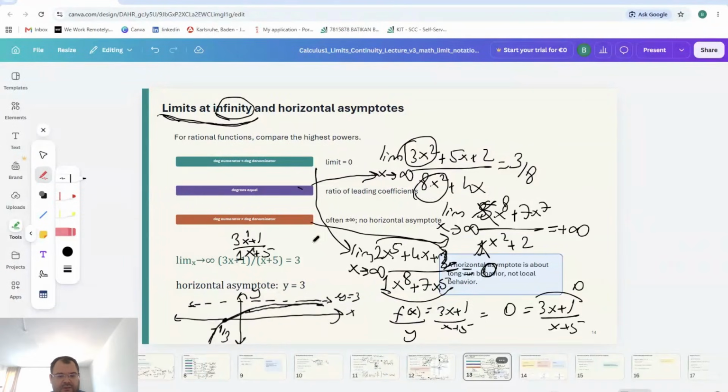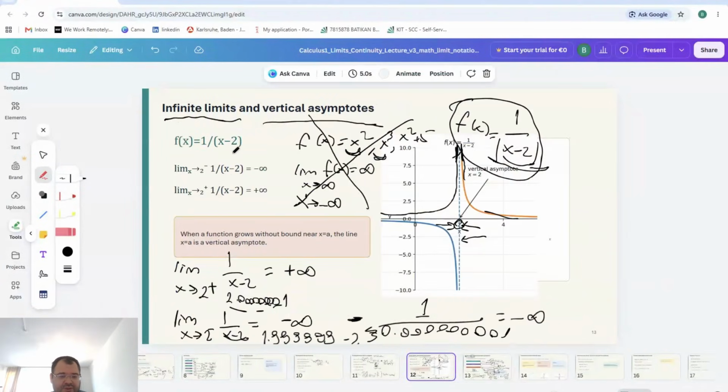It never touched the 3. And since this is a hyperbola, we also have a second part of this graph, second part of this function. We have already calculated the horizontal asymptote. What is the vertical asymptote? We have already learned how to find the vertical asymptote.